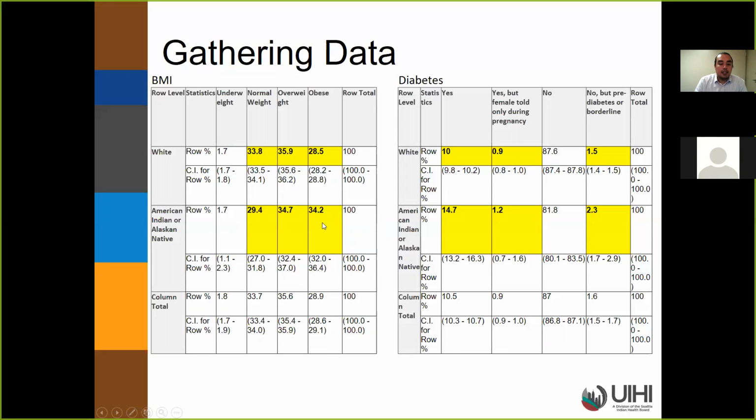One of the interesting things here is that we see this crisscross of essentially taking normal weight and putting it into obese as far as the overall percentage of the whole. So what we see is that AIANs are less likely to have normal weight and more likely to have obese. And this is the exact opposite for non-Hispanic whites.